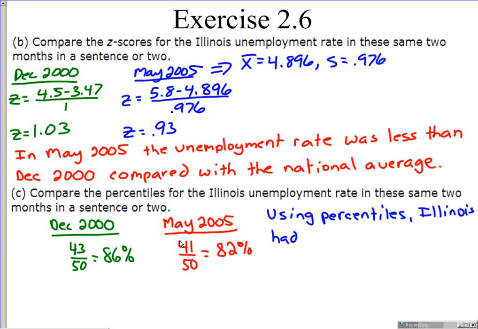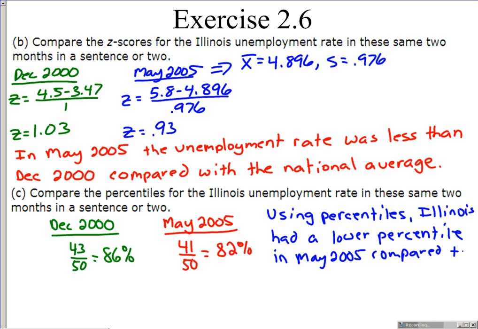Using percentiles, Illinois had a lower percentile in May 2005 compared to December of 2000.